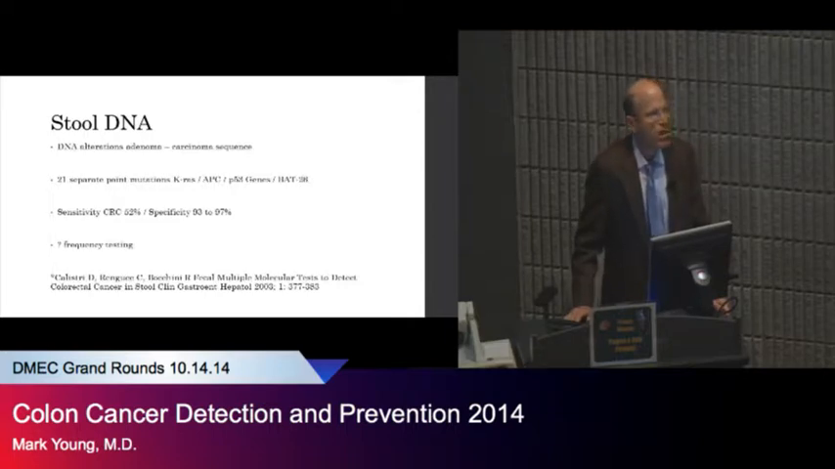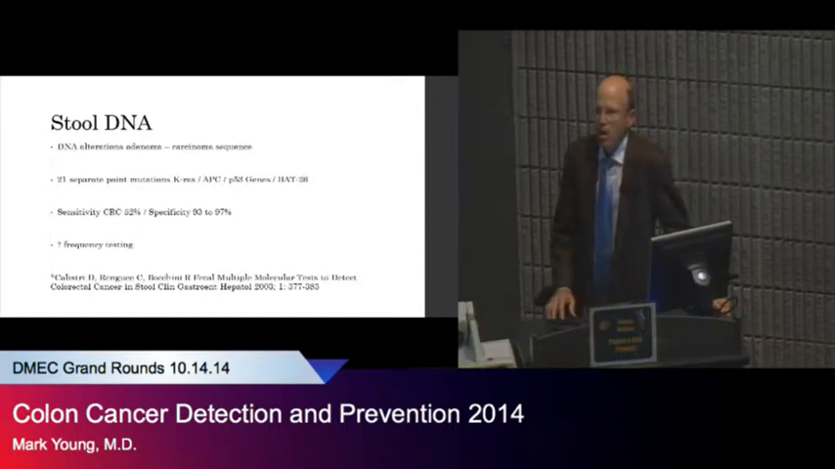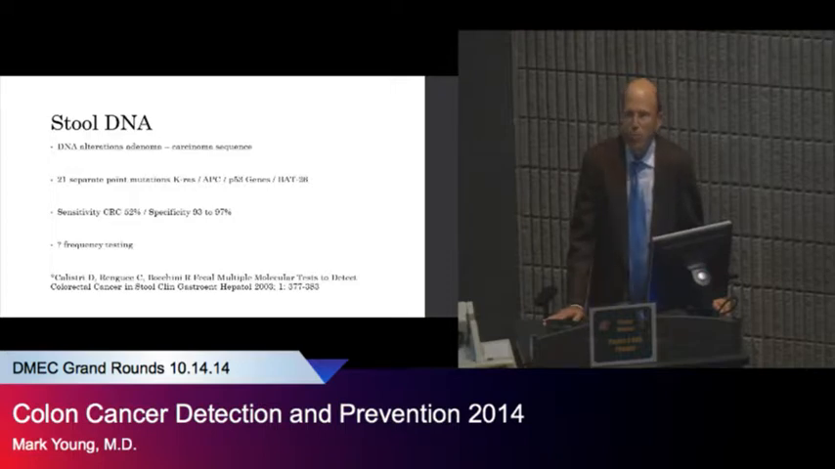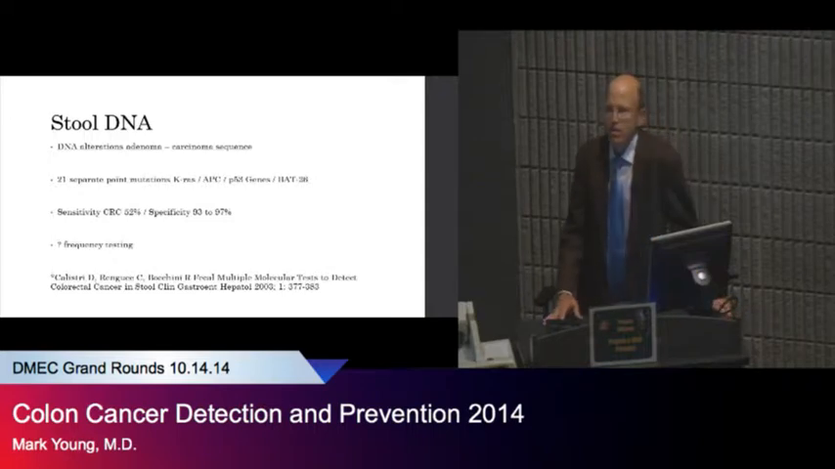There was a lot of excitement about stool DNA about 5 to 8 years ago, and at one point it was thought that this was probably going to be the main measure to replace colonoscopy. And what this does is it looks at the alterations in the adenoma carcinoma sequence. It looks at 21 separate mutations, including KRAS and the P53, the BAT26. Sensitivity was about 52%, specificity about 97%. There was a question on how often you screen patients with stool DNA cards, and the consensus was about every 2 years.